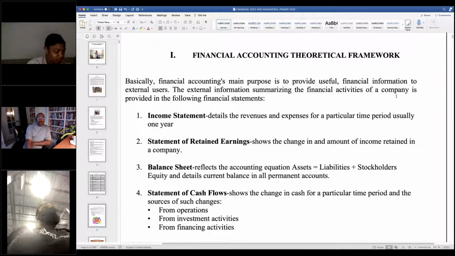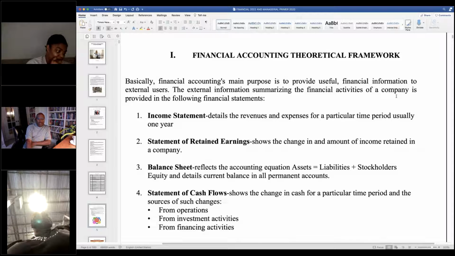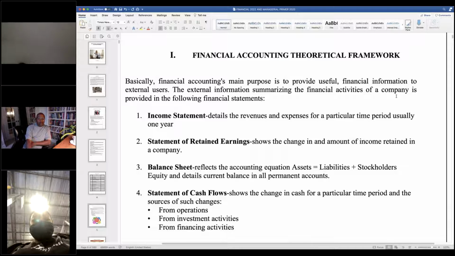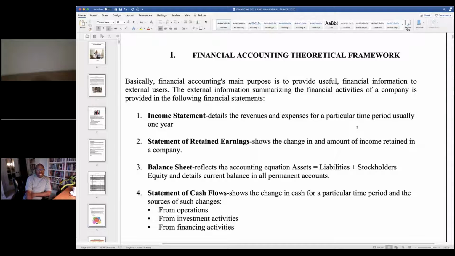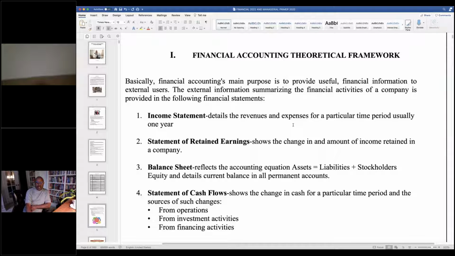So we're reviewing the financial accounting theoretical framework, because managerial accounting assumes you know how to do this. We layer managerial accounting on financial. So everything that we did in financial accounting, we do that, plus we add the managerial things on top of that. So just assume you know this, so we're going to review it.